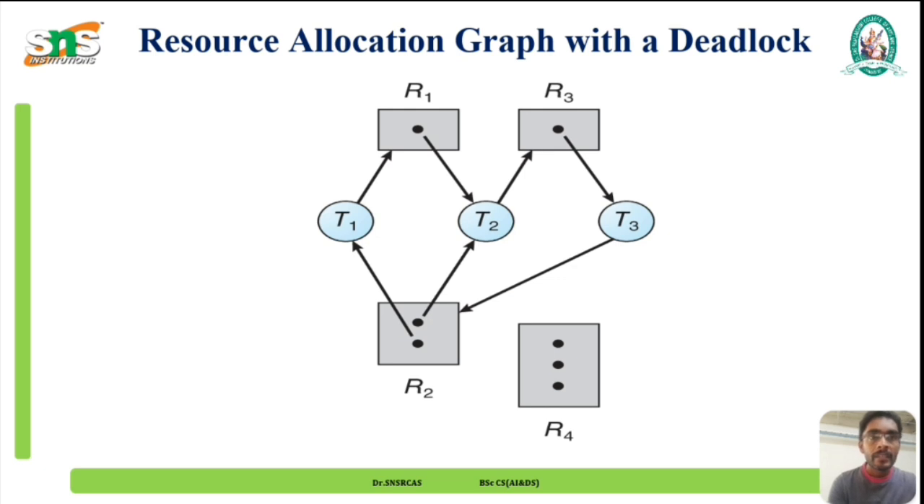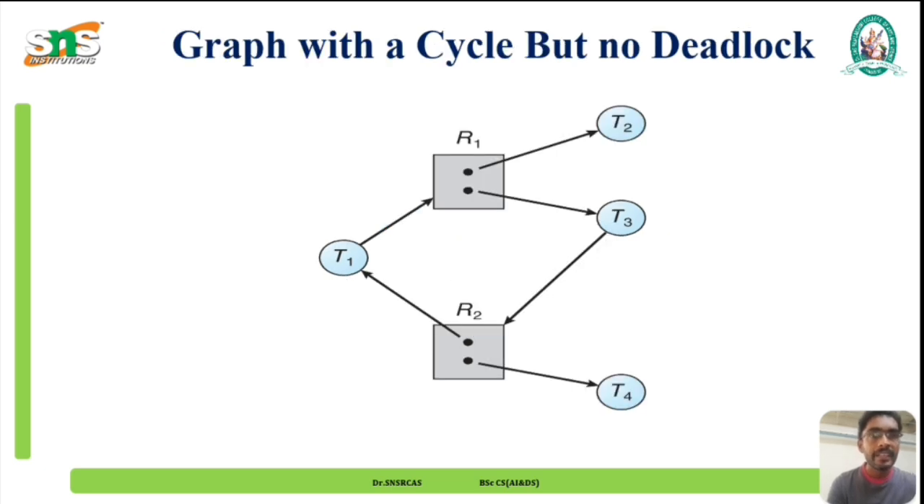And here is one example graph, a resource allocation graph with a deadlock. Here task 1 is requesting the resource R1, whereas resource R1 is used by thread T2. Again, T2 is requesting resource R3, whereas R3 is used by task 3. Again, task 3 is waiting for the resource R2, but R2 has two instances, both used by task 1 and task 2. And here is the graph with a cycle, but there is no deadlock.